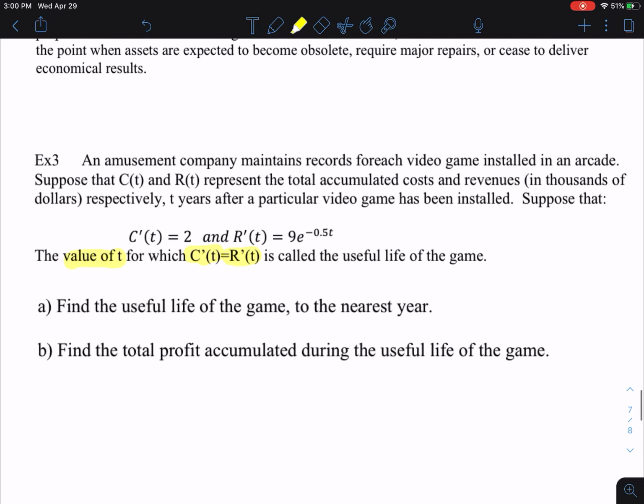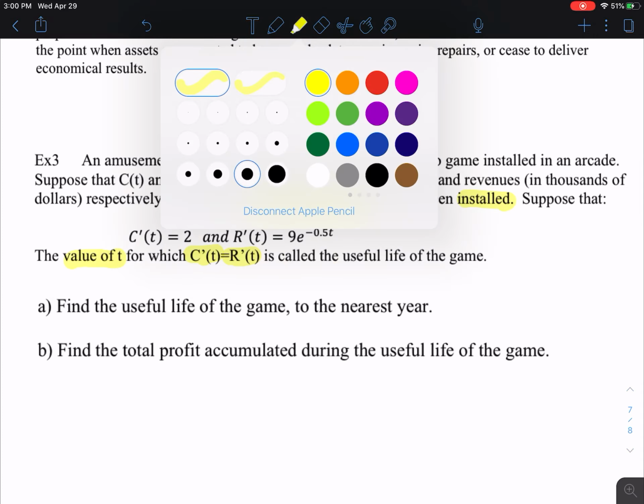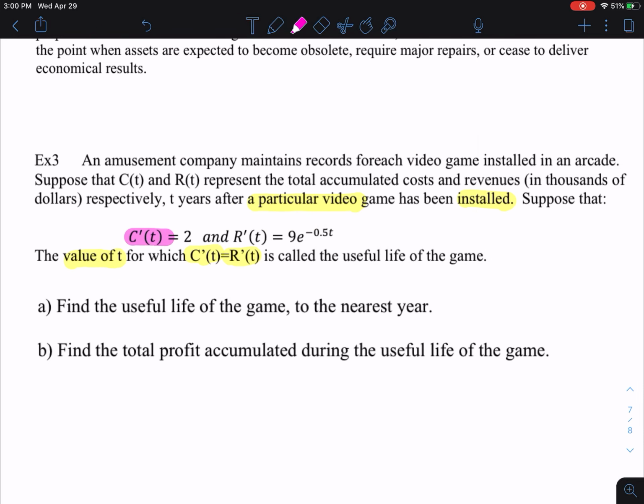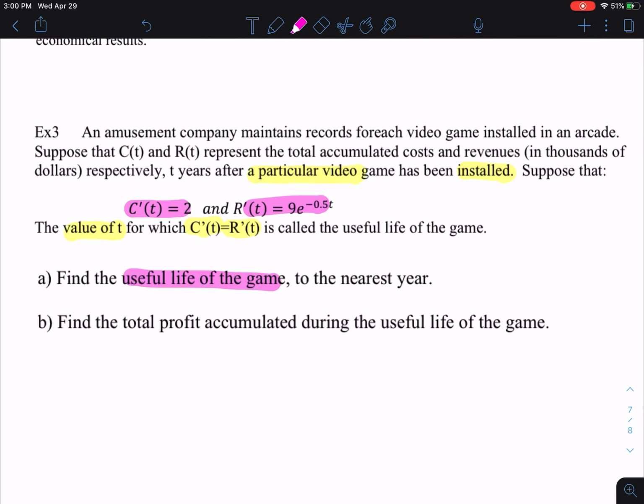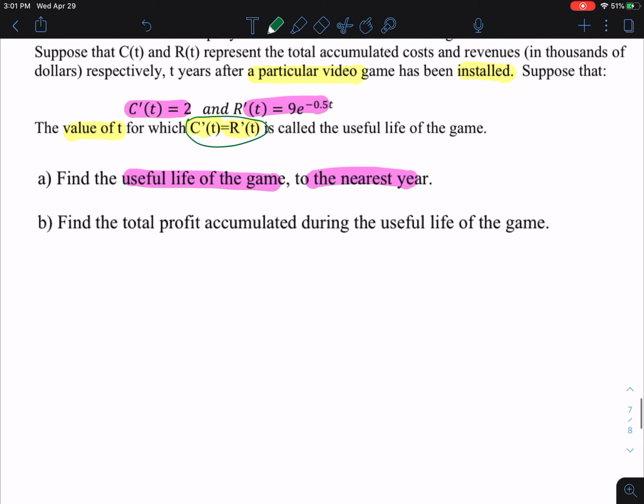In example 3 here, it says that an amusement company maintains records for each video game installed in an arcade. Suppose that C(t) and R(t) represent the total accumulated costs and revenues in thousands of dollars respectively, t years after a particular video game has been installed. Suppose that the marginal cost and the marginal revenue for a particular video game are given as follows. We want to find the useful life of the game and round that to the nearest year. So in other words, we want to solve for this here. Okay, so we're going to set that up.